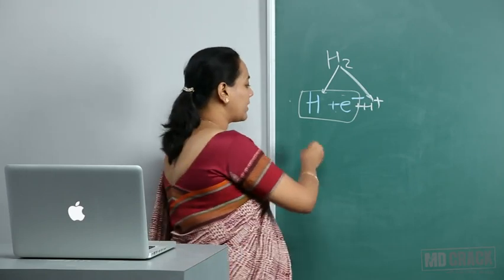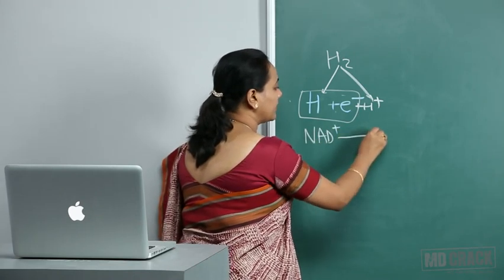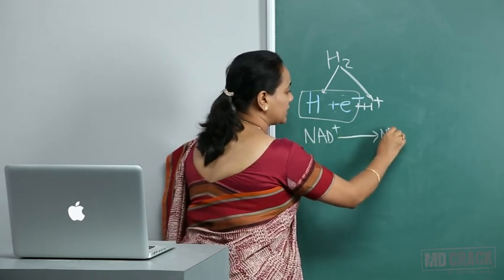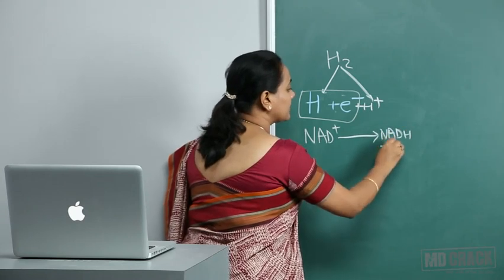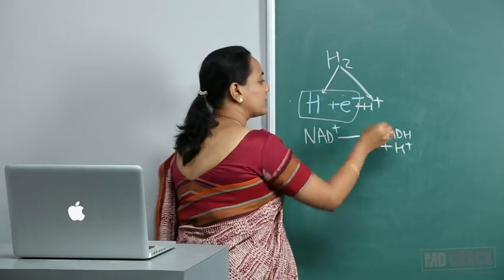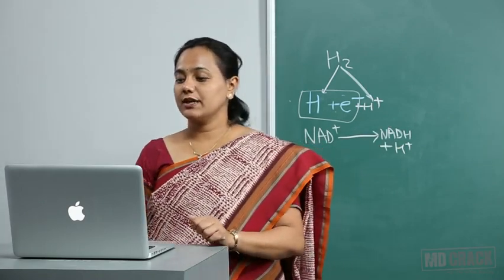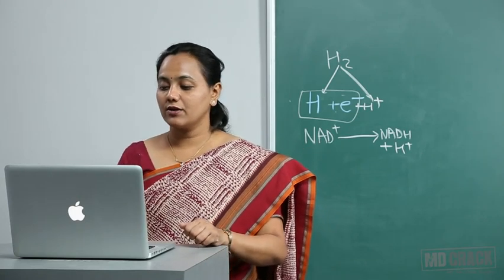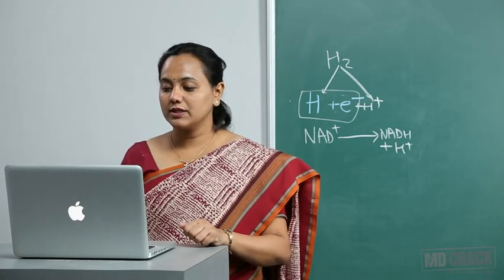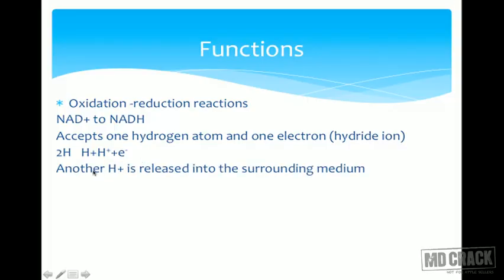That's why in all reactions we write NAD plus is converted into NADH plus H plus, to emphasize that this electron has also been taken up by NAD. So it accepts one hydrogen atom and one electron, a hydride ion. So 2H will form H plus plus e minus, and another H plus is released into the surrounding medium.